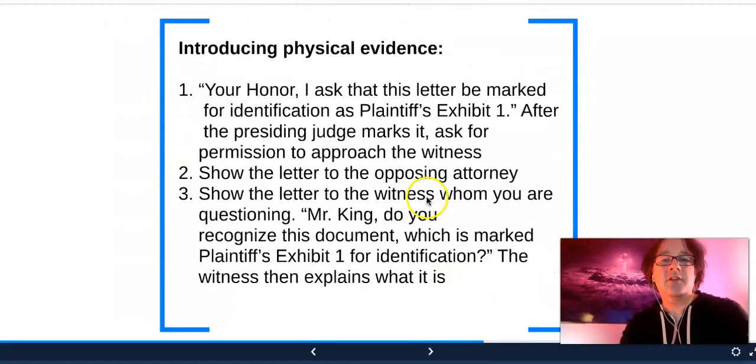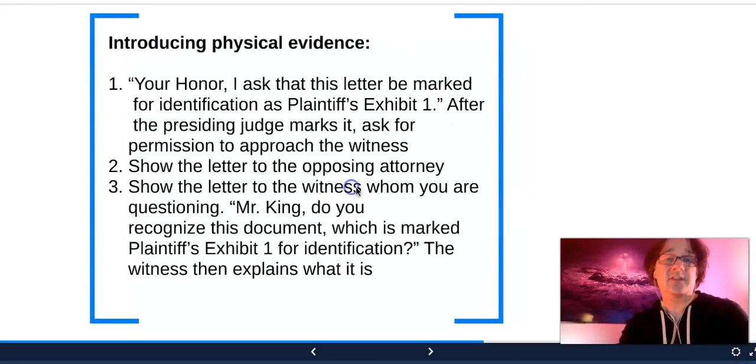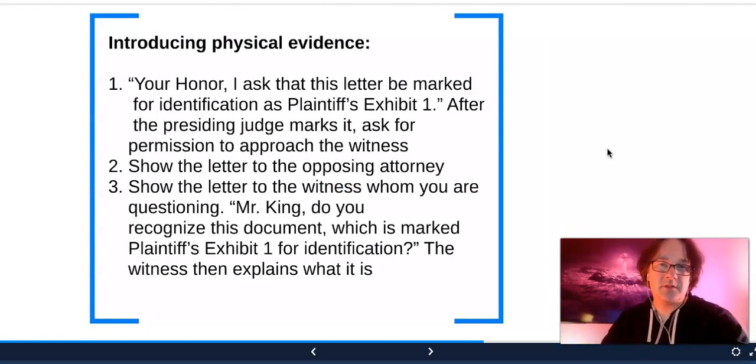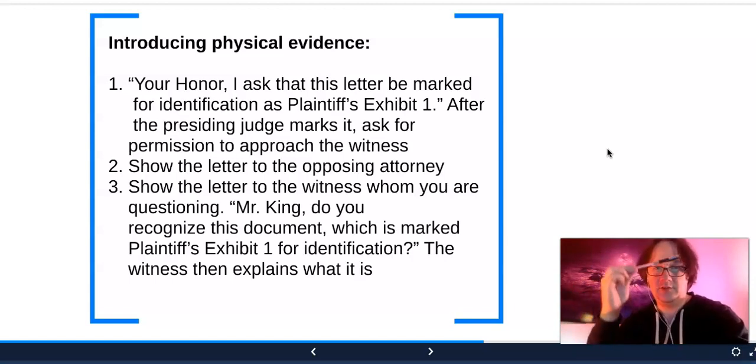Okay, so how do we introduce physical evidence into court? How do we get it into the case? Well, here's a couple steps that you would follow. Let's just say you want to submit this pen into evidence here. You would say, Your Honor, I ask that this pen be marked for identification as Plaintiff's Exhibit 1, and then after the presiding judge marks it, ask for permission to approach the witness, right?